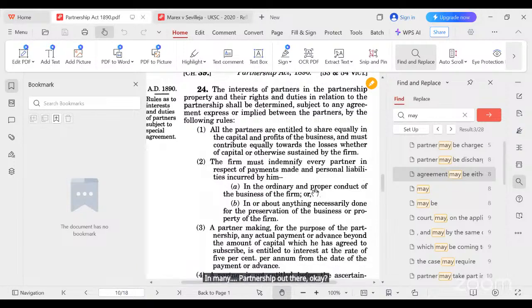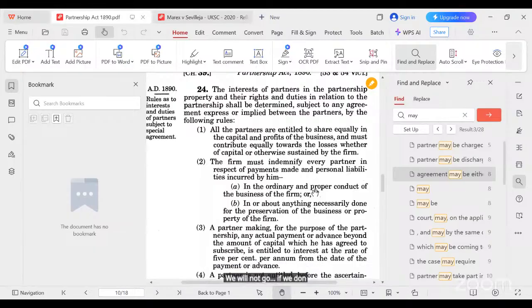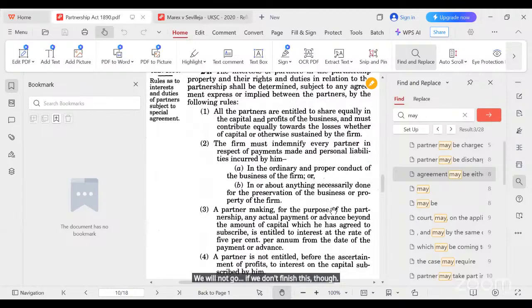Okay, so someone else to take number 2. Let us move, because we will not go far if we don't finish this. So, number 2, someone, another person, please. Somebody has to read number 2 now and take it. Time is running.